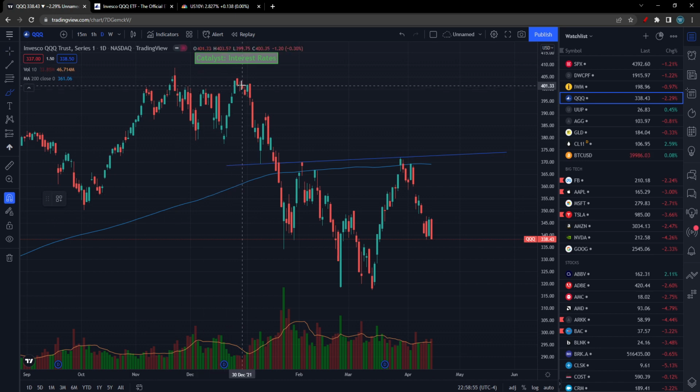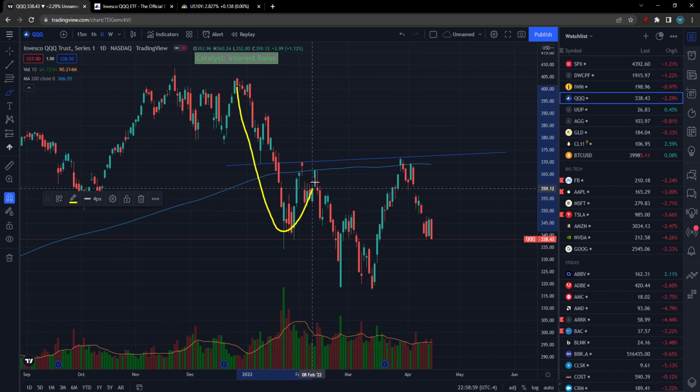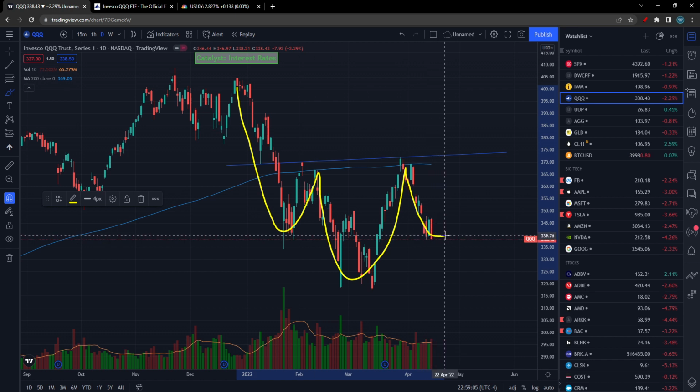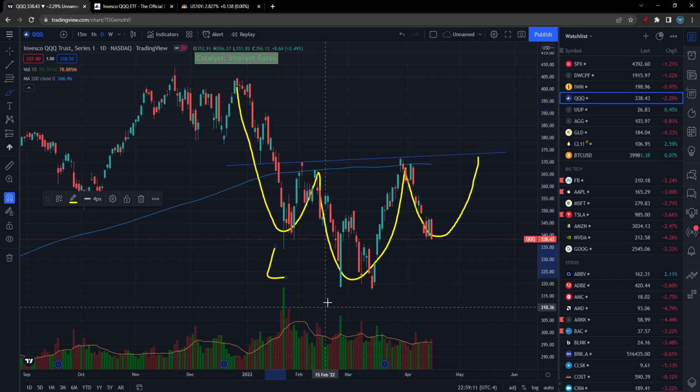which is, I'll just go ahead and draw it really roughly with this brush. You got this right here and that, and then it looks like we're forming, and it hasn't formed yet, a right shoulder, right? So you've got your left shoulder, your head, and your right shoulder, right? So this is an inverse or upside down head and shoulder pattern.